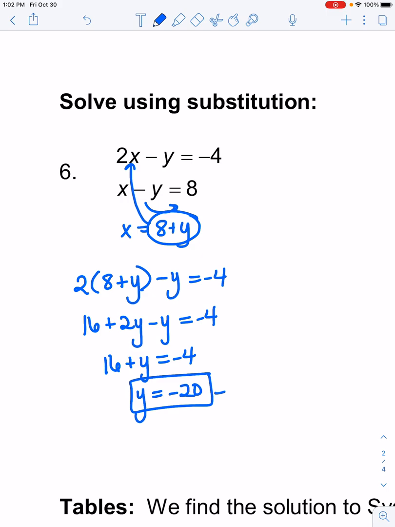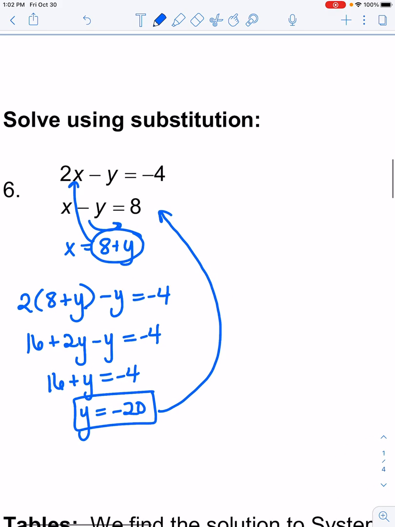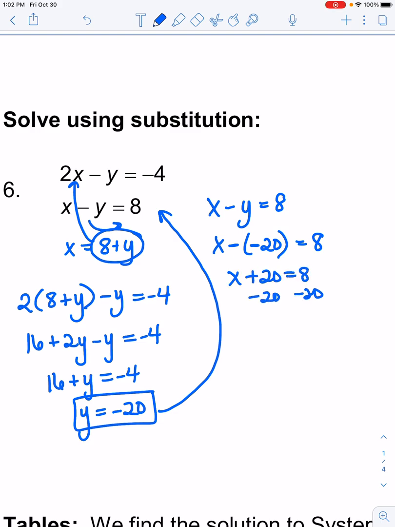So then I need to plug it back in. And here's kind of a tricky thing. x minus y equals 8. Well, if I plug in a -20 for my y, remember, a minus minus actually becomes a plus. x plus 20. So I'm going to subtract 20 on both sides, and x equals -12.